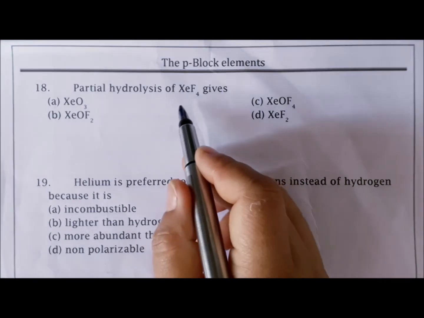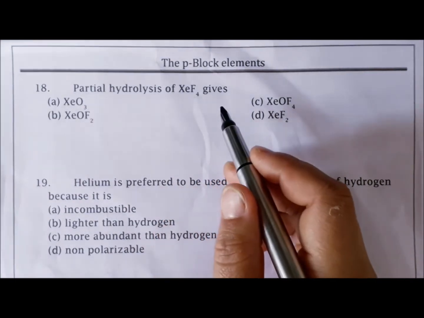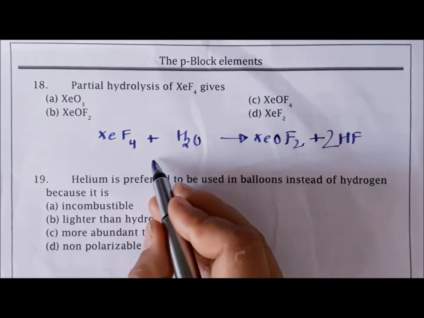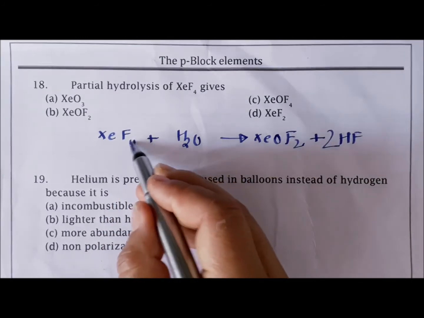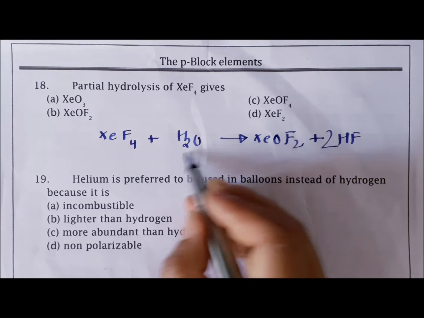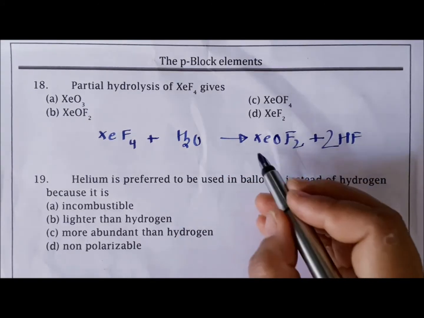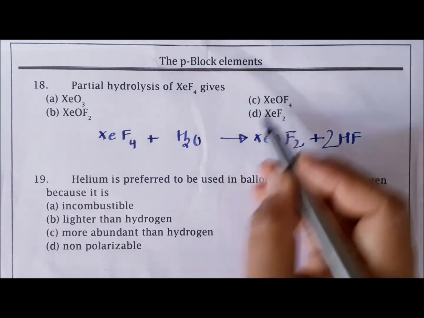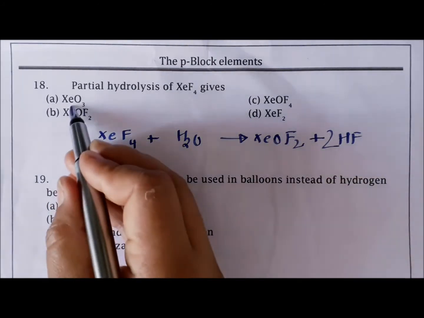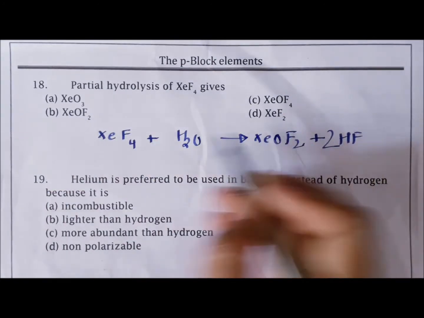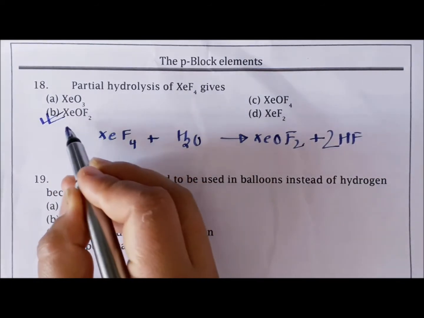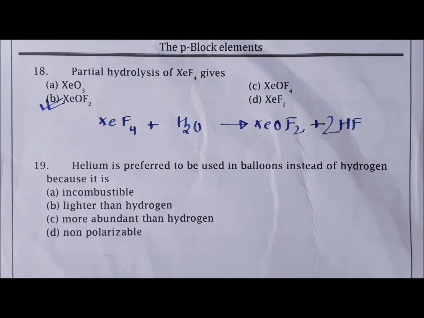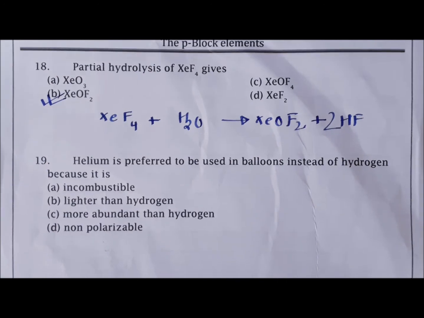Partial hydrolysis of XeF4 gives what? When we do the partial hydrolysis of xenon tetrafluoride, we get XeOF2 plus 2HF. So among these, which is the correct option? A, B, C, D. B is the correct option. XeOF2 is the product you will get when you do the partial hydrolysis of XeF4.